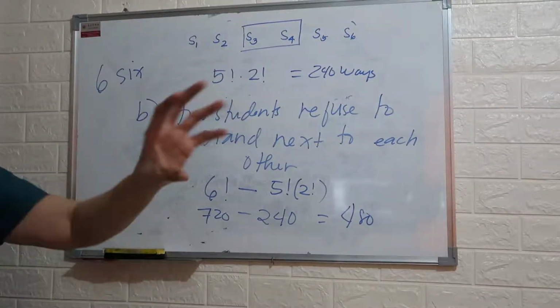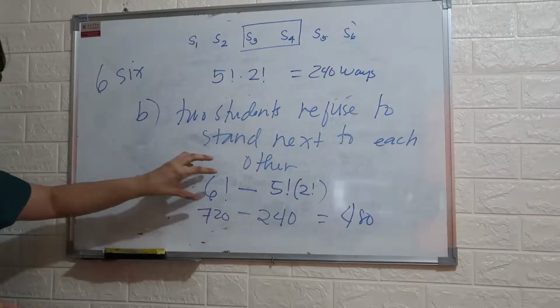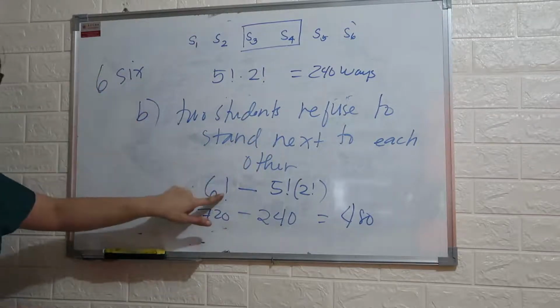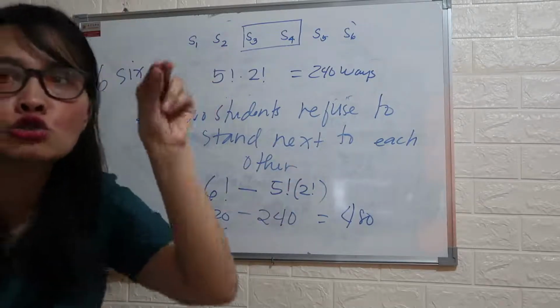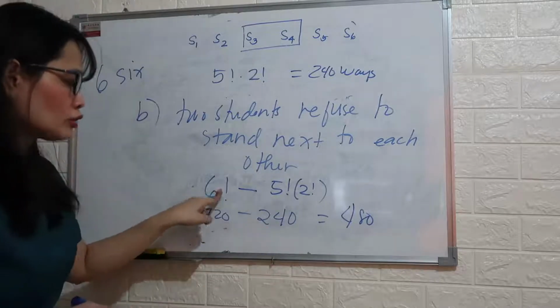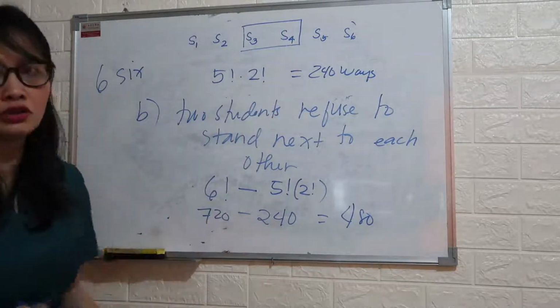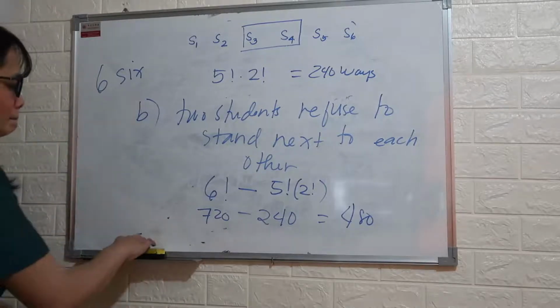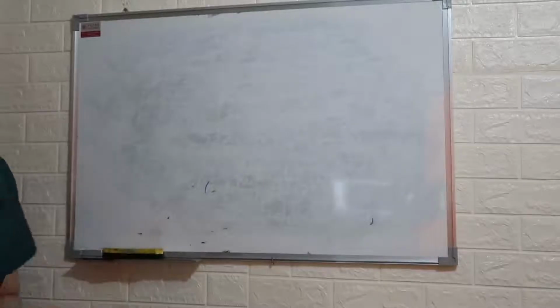So again, how do we solve this condition? Two students refuse to stand next to each other. The total students that we have is 6, so 6 factorial minus the number of arrangements where the 2 students stand next to each other. So that will be 6 factorial minus 240. 720 minus 240, so you have 480 ways. Okay? So that is row permutation. Another example.